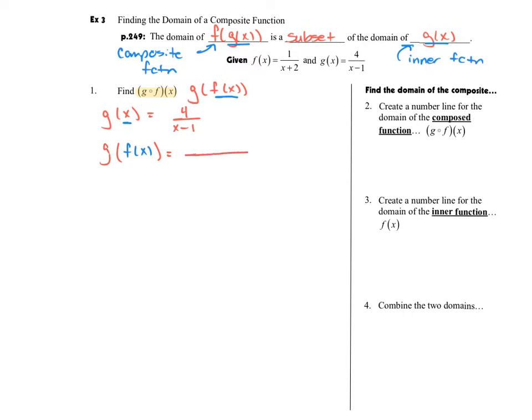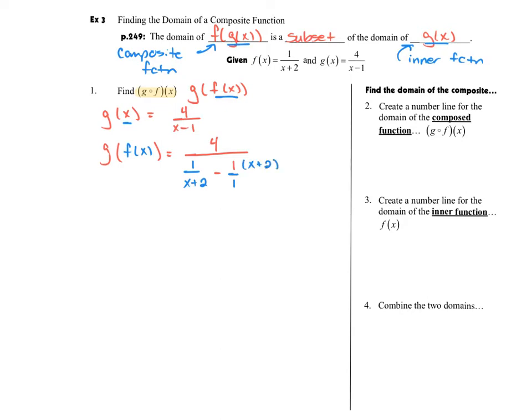I'm going to color code this like I did on the previous page. So I'll have a 4, and where I had my x, I'm going to replace that with the f of x function, 1 over x plus 2. And I'm going to have my minus 1. If you've been in my class for a while, you'll recall that I always like to write these as an over 1. As soon as I write something as a fraction, I write everything else as a fraction. It makes it a little bit easier to find my common denominators and keep things lined up.